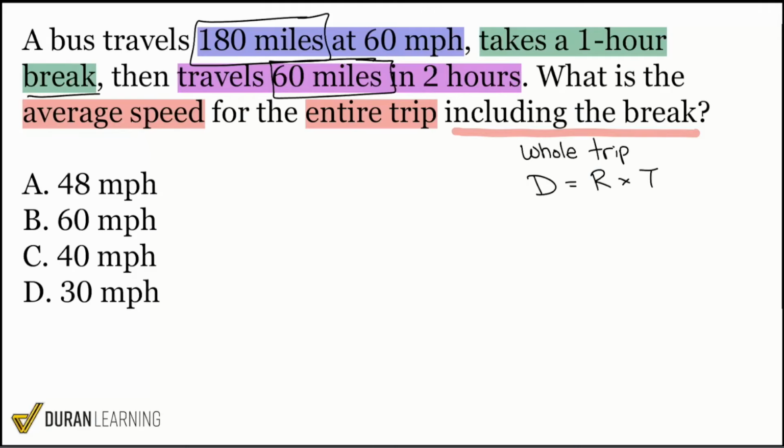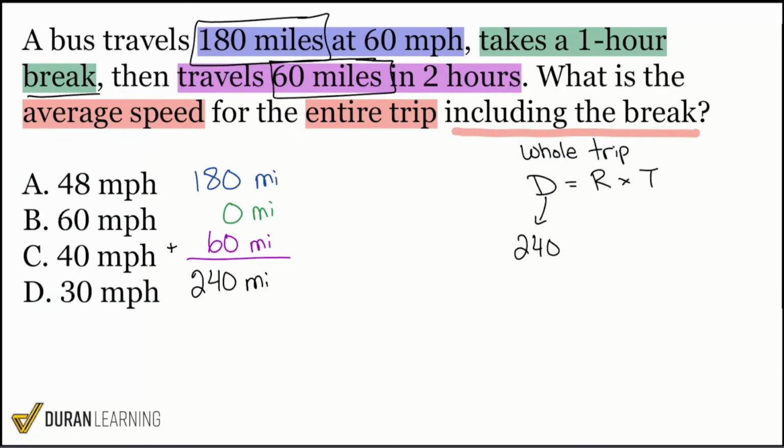So boom, what we'll do is we'll find the total distance, again, for the whole trip, and we have the 180 miles. Then we have 0 miles because of the break. And then we have 60 miles for that purple part, the last part of the trip. When we add everything up, we get 240 miles. That's the whole distance. That's everything here. So boom, we have 240.